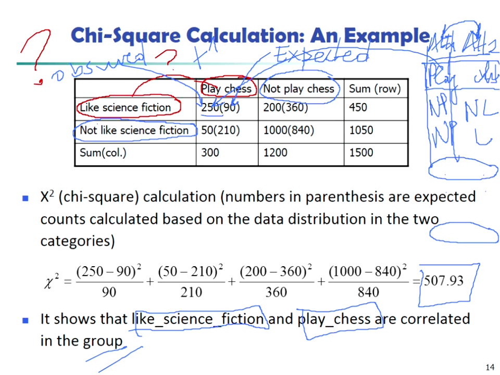We will also calculate the number of like science and not play, not like science and play, not like and not play. After that, we calculate chi square, and we find that chi square is very large here, is more than 8. For this reason, we can say that like science fiction and play are correlated. So that means attribute 1 and attribute 2 are correlated. So as a pre-processing task, we can, for example, eliminate attribute 1 or eliminate attribute 2. It's clear now?